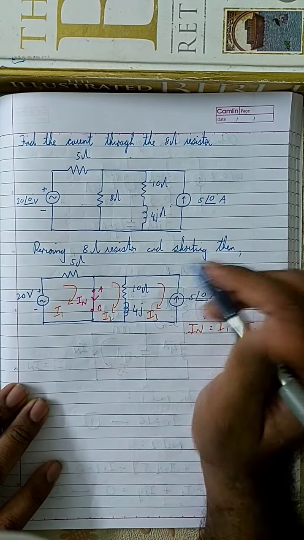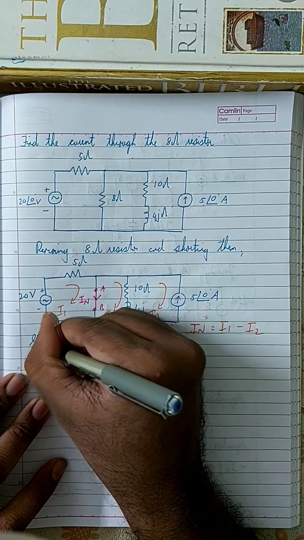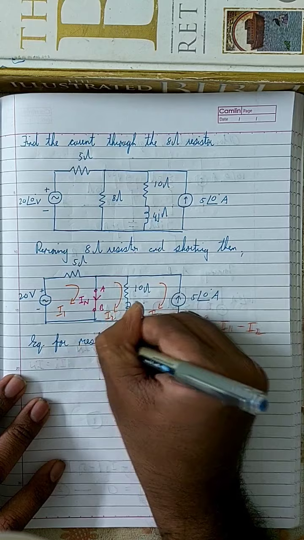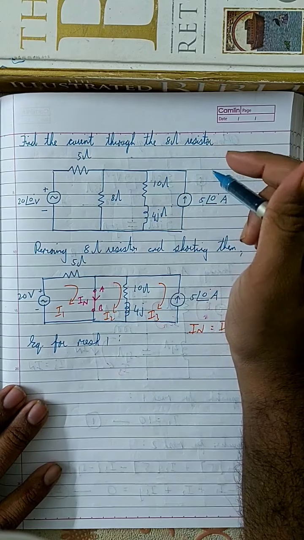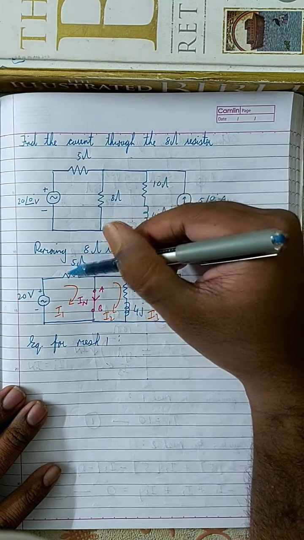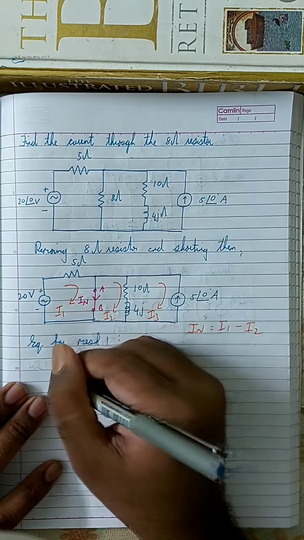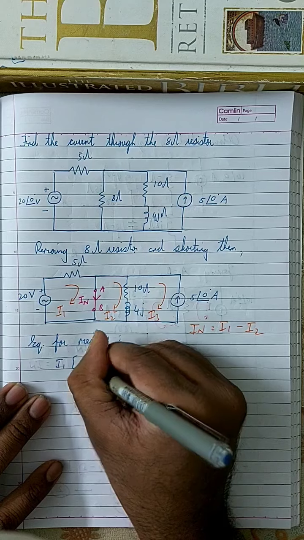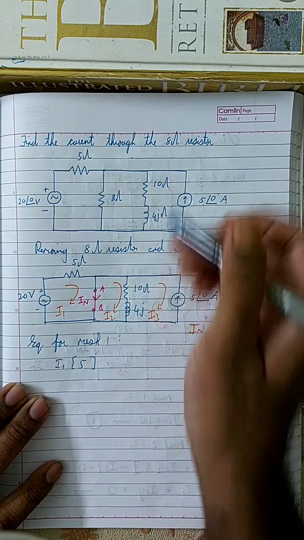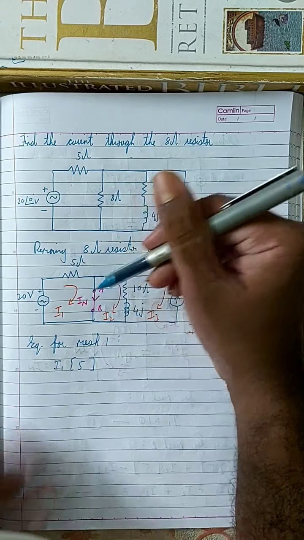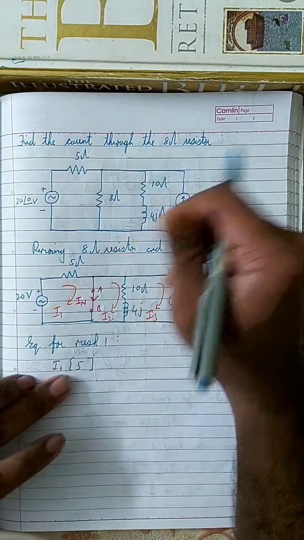So first I will start with the equation for mesh 1. According to this, I1 is touching only this element, this resistor. There is no other element except this. So it is I1 into 5. And what about I2? I2 is not touching any element. There is no resistor or capacitor or anything over here. So it is I1 into 5.